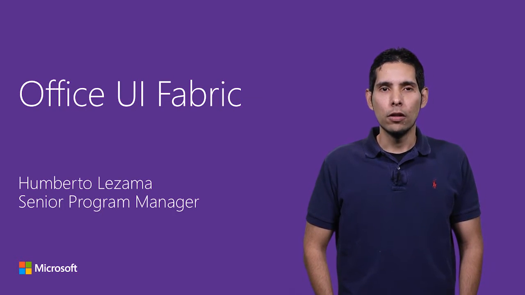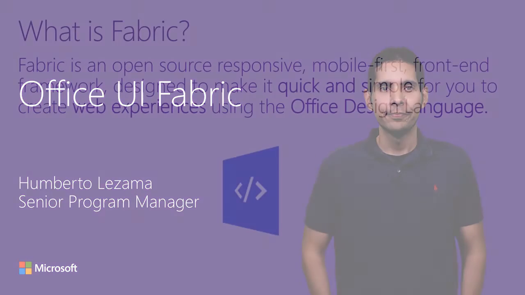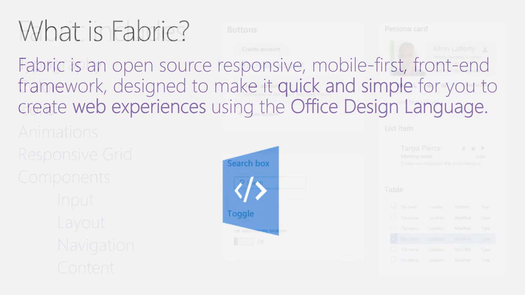Today, I'm going to talk about Office UI Fabric, what it is, and how to use it. I'm also going to give you a quick demo of Fabric in action. Fabric is an open source framework to help you quickly build web applications that look and feel like Office. Many like to refer to Fabric as the equivalent of Bootstrap for Office because it helps you build your UI faster. A good way to think about Fabric is as the skin of your application.